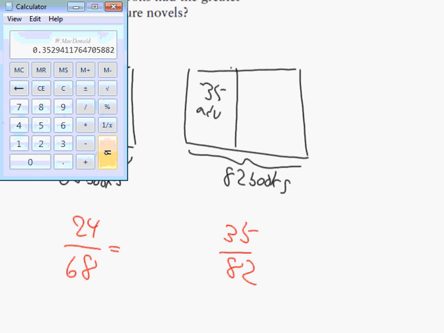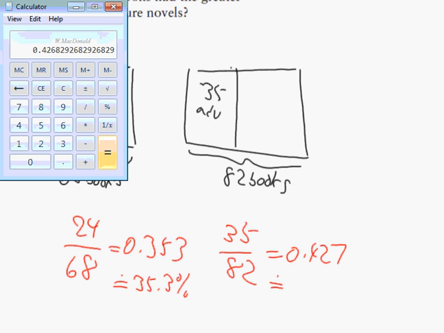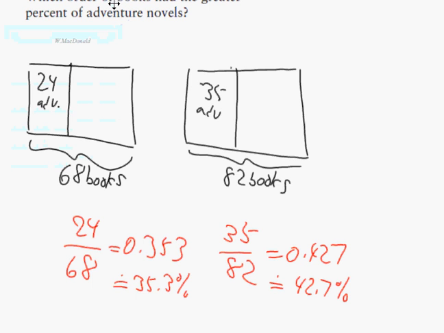That will convert it to a decimal, which is 0.353. Notice how I rounded that 2 to a 3, which is going to be approximately 35.3%. In the second example, 35, or second order, divided by 82 is 0.427, which is approximately 42.7% adventure books. So which one had the greatest percentage of adventure books? The second order is your answer, by almost 6.5% roughly, more.